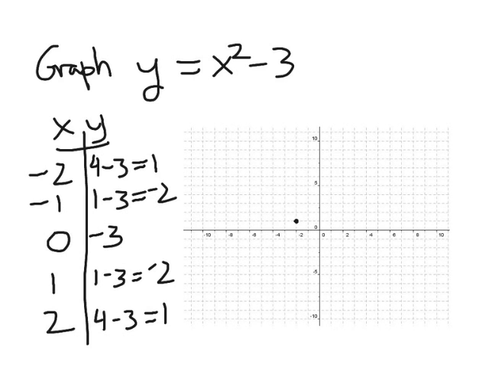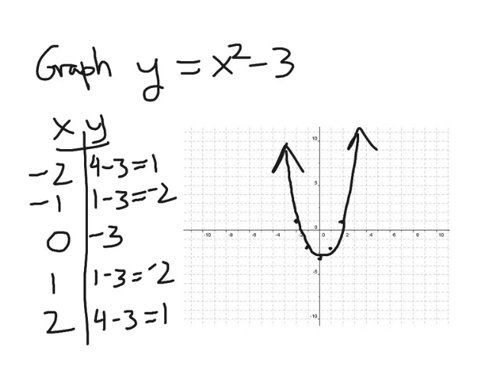Negative 1, negative 2. 0, negative 3. 1, negative 2. 2, 1. Oops. Didn't mean to do that. 2, 1. And I connect the dots with a nice smooth curve. Missed a little bit, but you get the idea. This graph is known as a parabola.